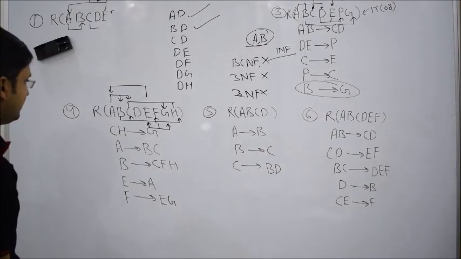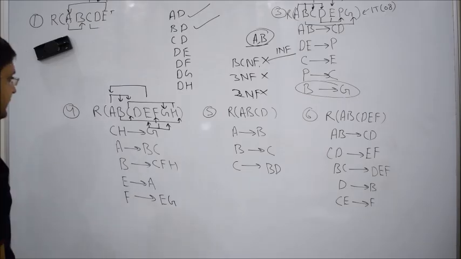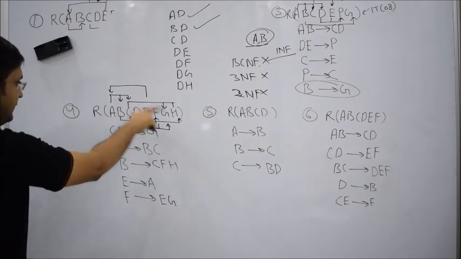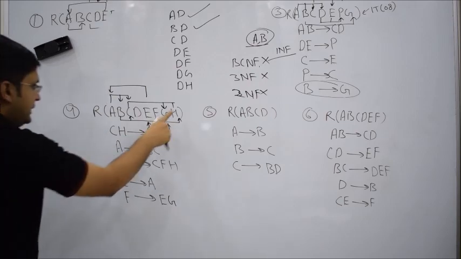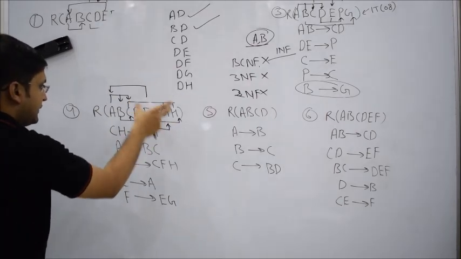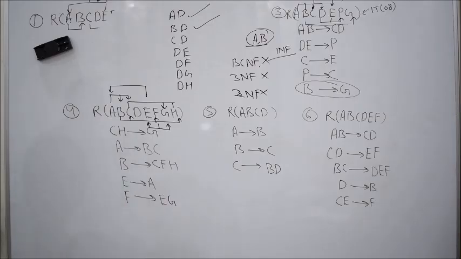Now you see, from C alone what can we find? From C alone we cannot find anything, because C and H together combinedly find G, but C alone cannot do anything.